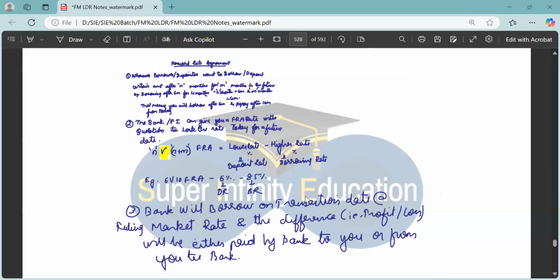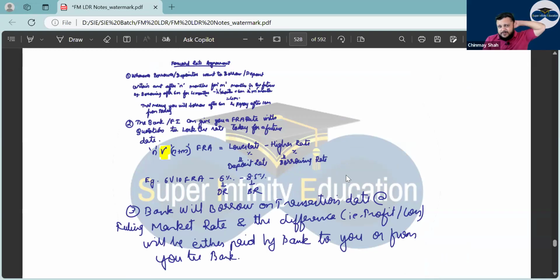Okay, sir. Then you have forward rate agreements. What are forward rate agreements? Remember two very important things of a forward rate agreement. What are the two important things? Whenever a borrower wants to deposit, now see what the FRA is all about. Today only you decide, correct?